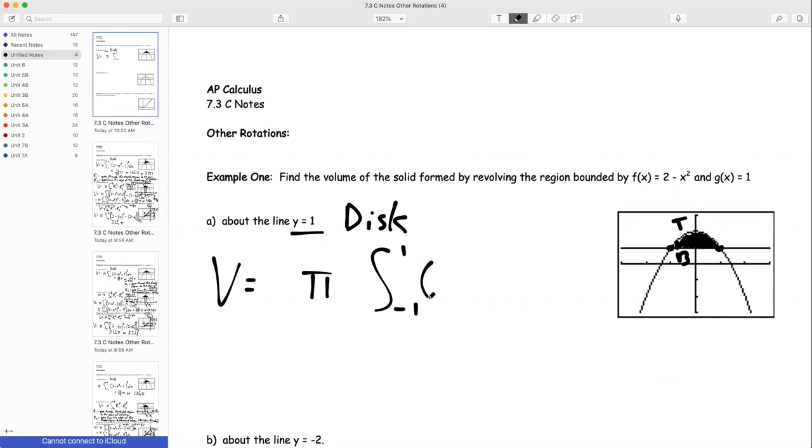Okay, so I have 2 minus x squared. And then I'm going to subtract the bottom part. So I've got -1. This gives me r. And then I square it. So I've got pi r squared. And then the height of the cylinder comes from the bounds. So I'm going to write the dx in there. And again, the difference between this one and the last one, on the last one, we were just subtracting 0 because it was the y-axis or the x-axis.